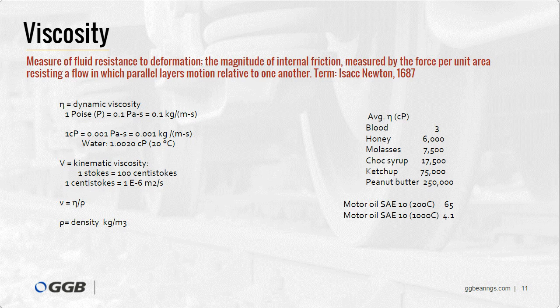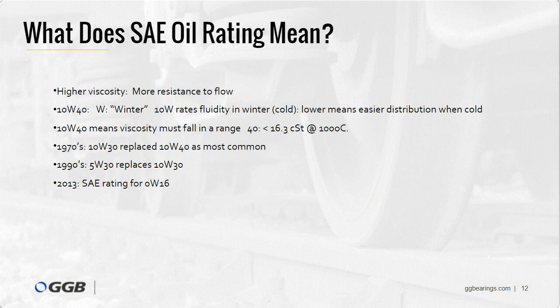At room temperature, it's got a viscosity of 65, but at 100 C, which is much more practical temperature for motor oil, it's down around 4.1. So what's that SAE oil rating mean? Well, of course, we already said that higher viscosity means more resistance to flow.